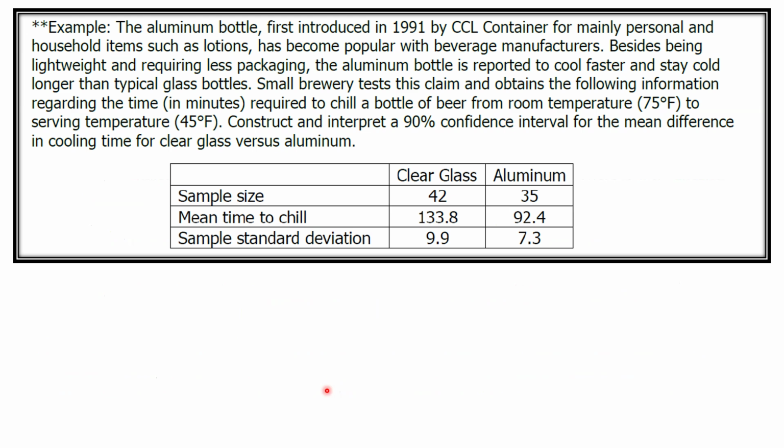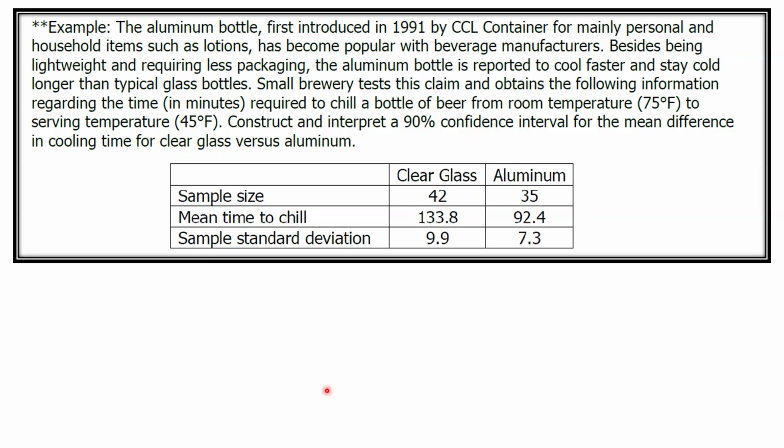So the aluminum bottle, first introduced in 1991 by CCL Container for mainly personal and household items, such as lotions, has become popular with beverage manufacturers. Besides being lightweight and requiring less packaging, the aluminum bottle is reported to cool faster and stay cold longer than typical glass bottles. Small Brewery tests this claim and obtains the following information regarding the time in minutes required to chill a bottle of beer from room temperature to serving temperature.